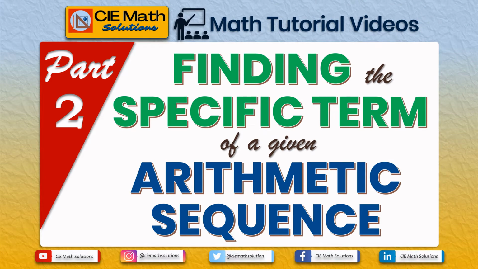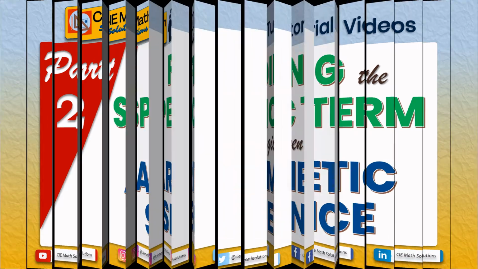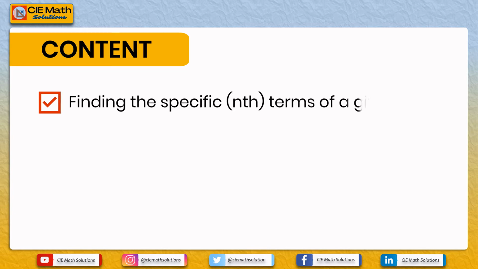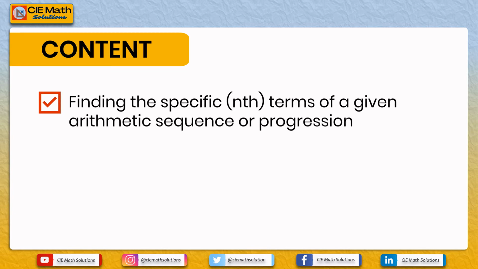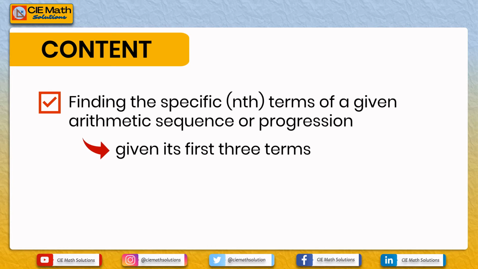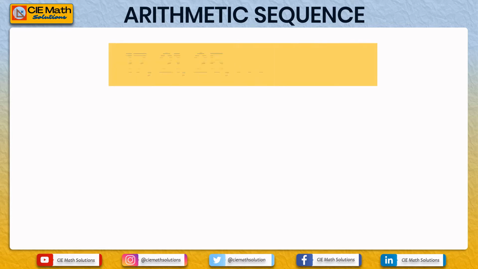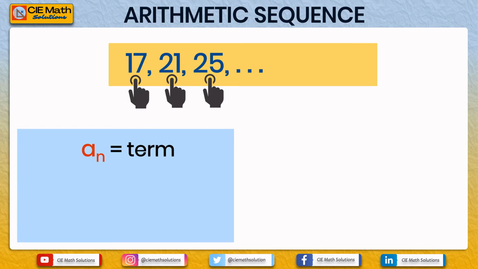In this video, we will focus on finding the specific terms of a given arithmetic sequence or arithmetic progression given its first three terms. But before we proceed, let us have a quick recall of the prerequisite concepts needed. First are the basic concepts of arithmetic sequence or progression. For a given arithmetic sequence, the terms are denoted by an.